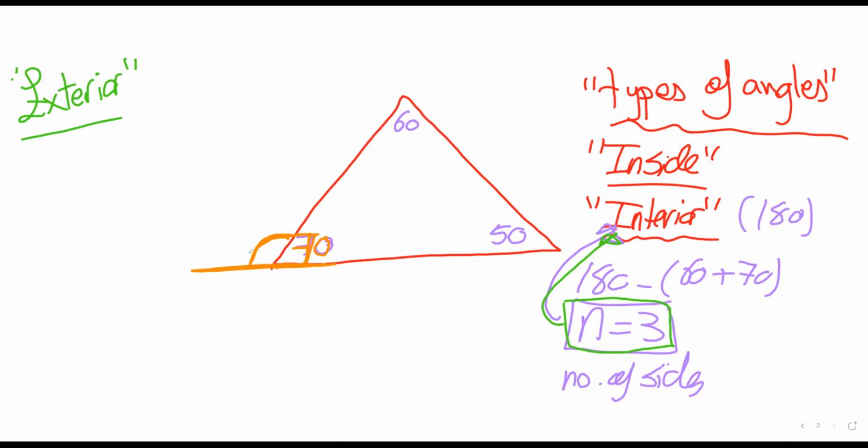طبعا, as you can see, this interior and the exterior, they form a straight line. And angles at a straight line, طبعا, they sum up to 180. So if I want to find the value of this exterior angle, 180 minus 70, which is 110. And this is the first exterior angle.